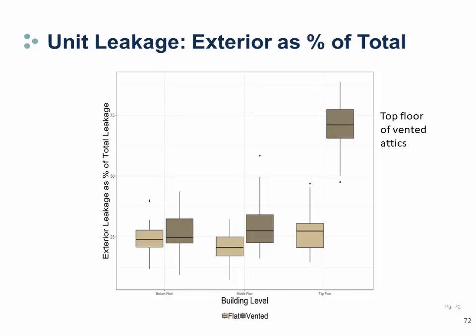So if you're trying to use a compartmentalization test to estimate the exterior leakage of a unit, if you're on a middle floor or lower floor, it's maybe safe to assume that you're going to be in around the 25% range. However, if your building has a vented attic and you're on the top floor, you're going to want to assume a much larger percentage of that is leakage to outside.